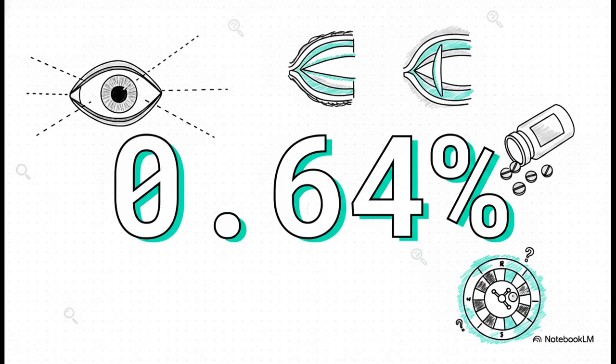Okay, let's set the stakes right out of the gate. 0.64%. That's the percentage of adults over the age of 60 who have anatomically narrow anterior chamber angles. Now, I know that might sound like a tiny fraction, but in a busy clinic, that means you're going to regularly encounter patients whose angles could dangerously occlude the second you use mydriatics. It's basically a game of clinical roulette if you aren't checking carefully.